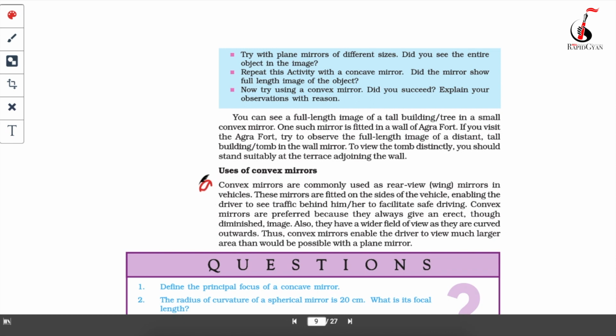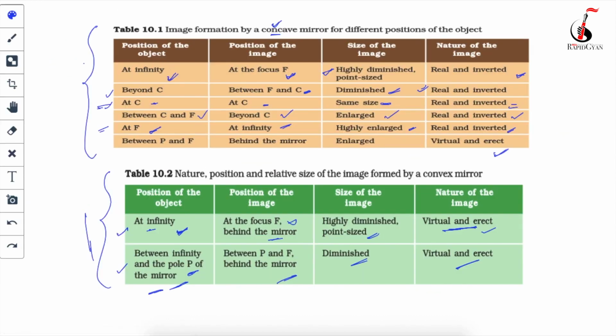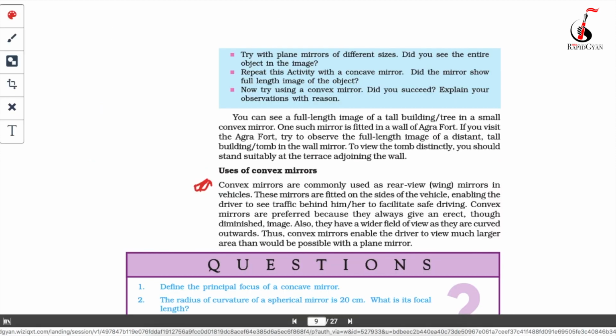And why do we put a convex mirror there? Because in case of convex mirror, we are seeing that the image formed is very small. So as compared to the large object, the image will be small. So even in the small mirror you will be able to see that object. That's why we use convex mirror in the vehicles as a rear view mirror. There are other cases also, which if you go through you will get.